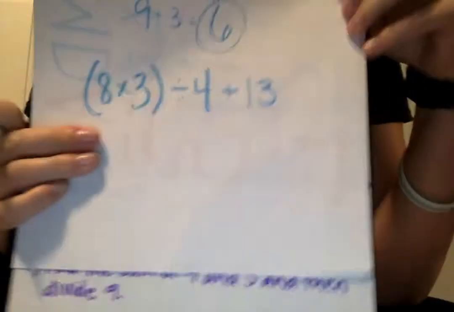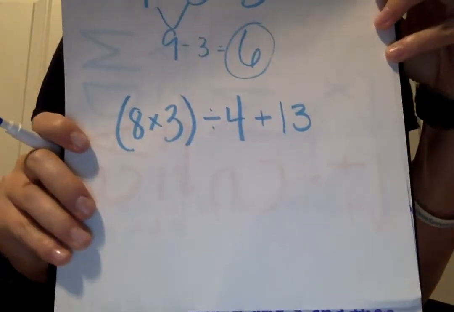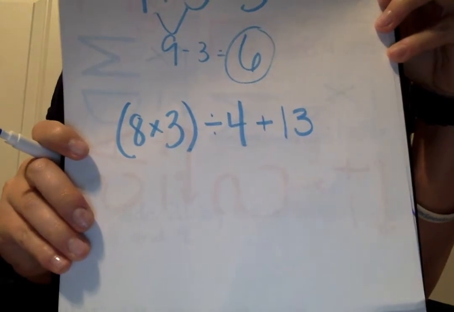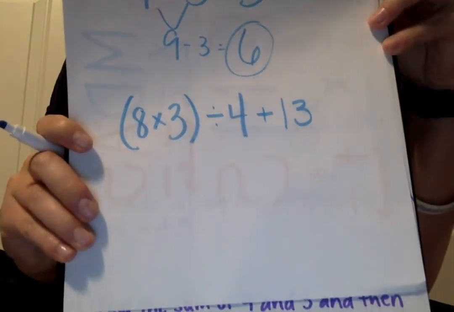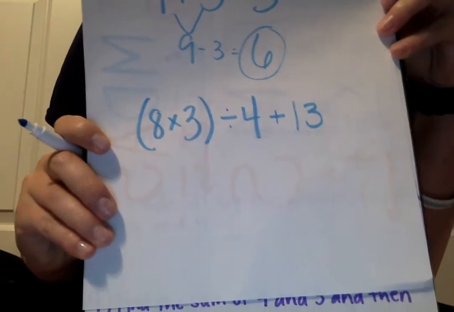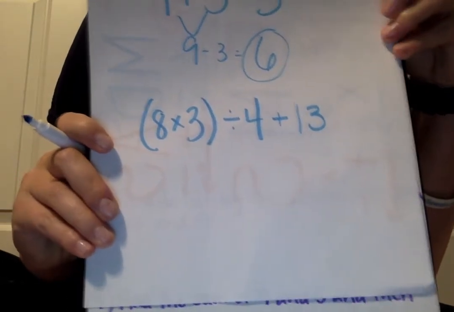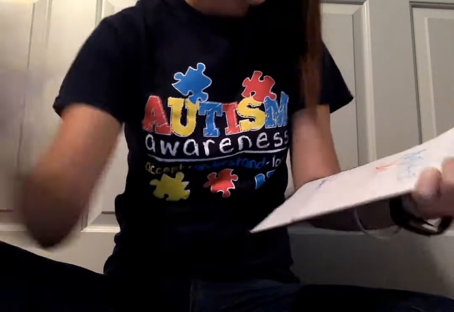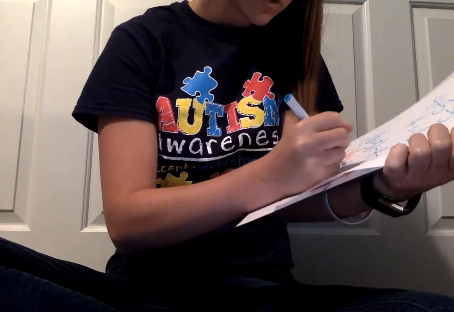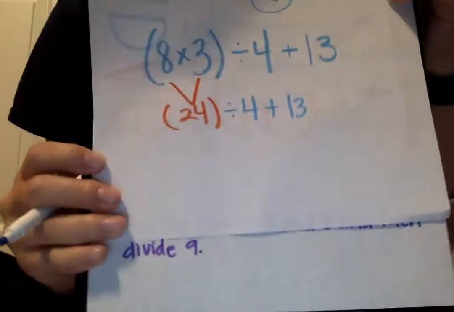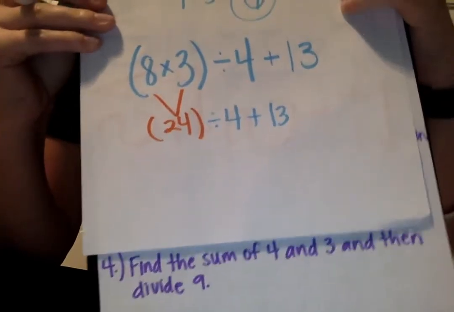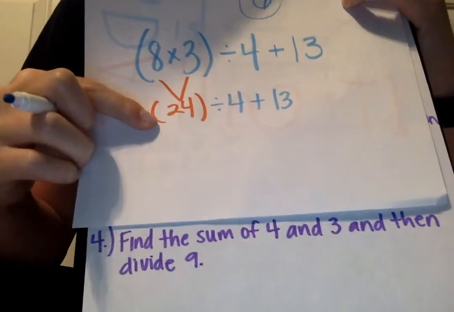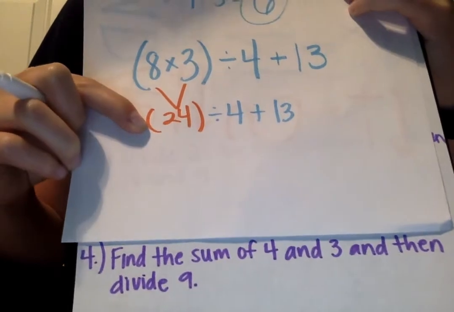Alright, so this problem down here says parentheses 8 times 3, parentheses close, divided by 4 plus 13. So, using our gems or PEMDAS, can anybody tell me what operation comes first, or what do I do first? Alright, I heard somebody say parentheses, so you are correct. I'm going to work the parentheses out first, and I know that 8 times 3 equals 24. Now, what I always tell my students is that you always want to rewrite the problem afterwards, so that way you know what comes next. So I've done 8 times 3, and that's given me 24. Now my problem reads 24 divided by 4 plus 13.